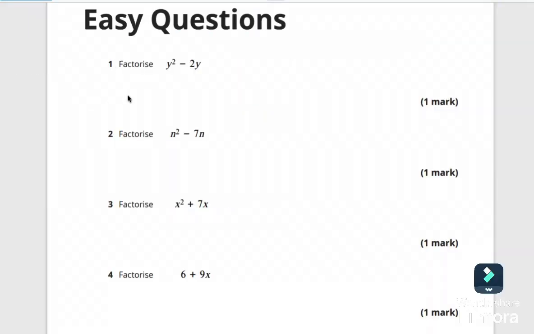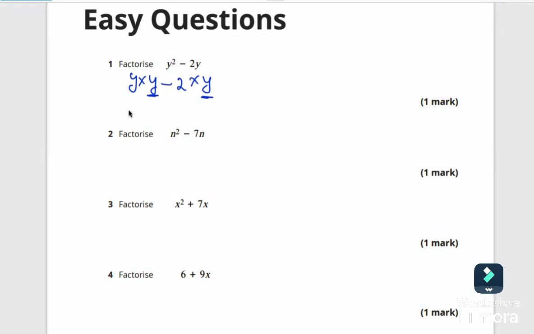y squared minus 2y. Okay, write each term. Step number 1 is write each term in the factorized form, meaning y into y minus 2 into y. And step number 2, find the common factor. So here, these are the two common factors. You can see y is common here as well as y is common here.